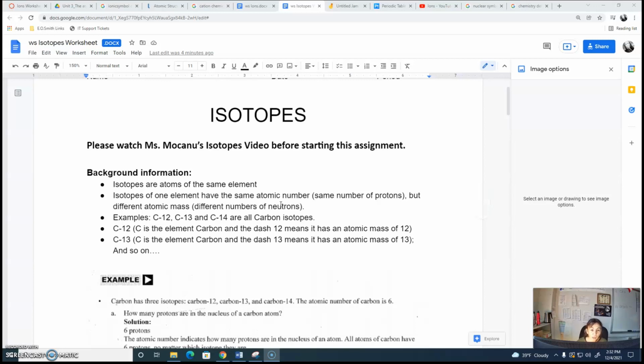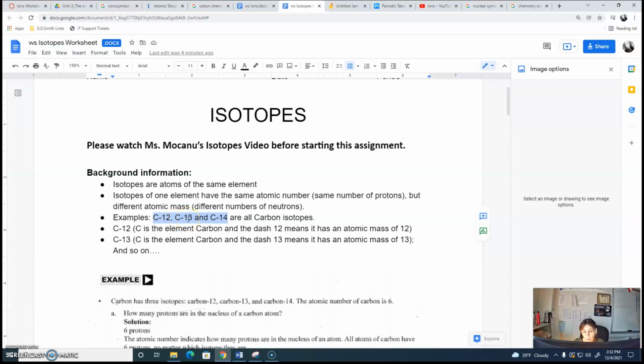All right, so let's start off with what are isotopes. Isotopes are atoms of the same element. They have the same atomic number, meaning the same number of protons, but different atomic mass. You may see isotopes written like this: C-12, C-13, C-14. What does this mean? C we know is carbon, so that's the element carbon. The 12 tells us that this carbon atom has an atomic mass of 12.